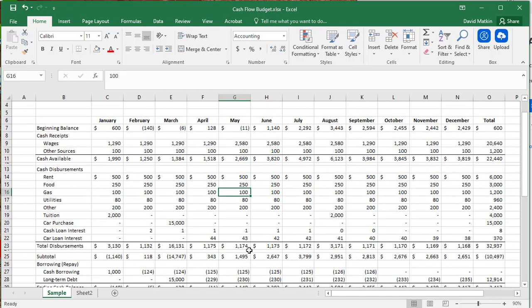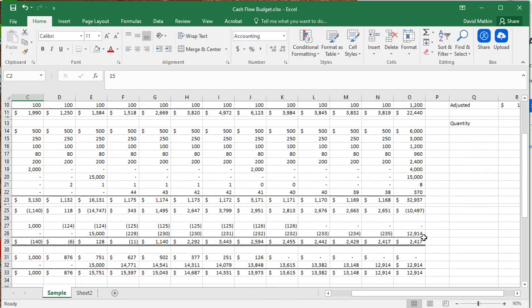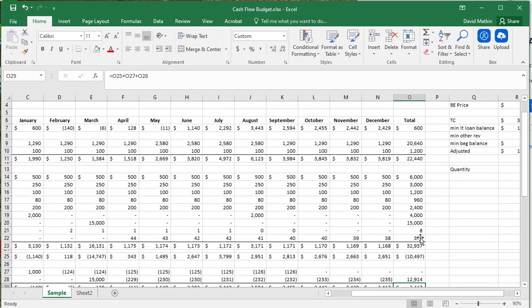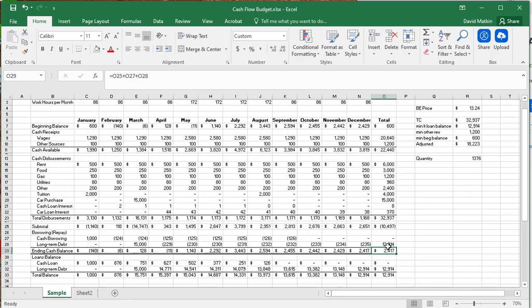All right. I want to talk about two more things. One is, how could I calculate the break-even price in a function? You can think about it this way. What I want to know is how much do I have to be able to earn per hour in order to, by the end of the year, have this ending cash balance be zero.